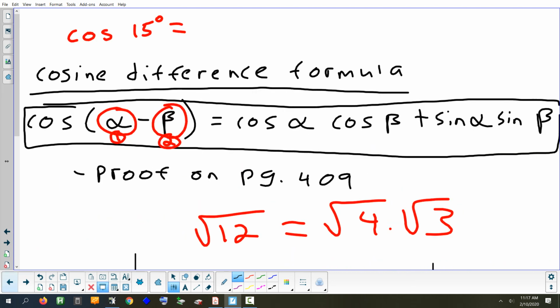The cosine difference formula has a plus in it. So it starts to get a little tricky to remember.